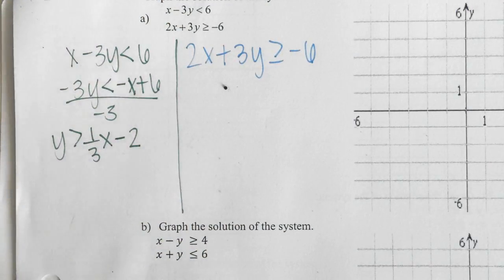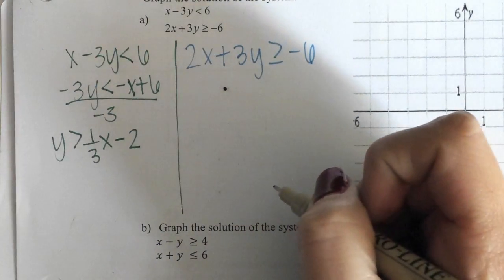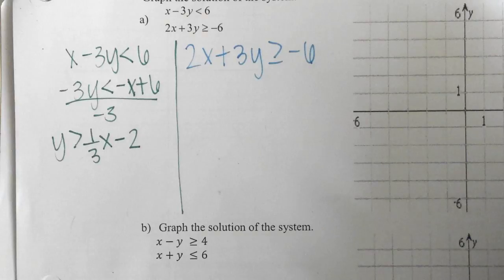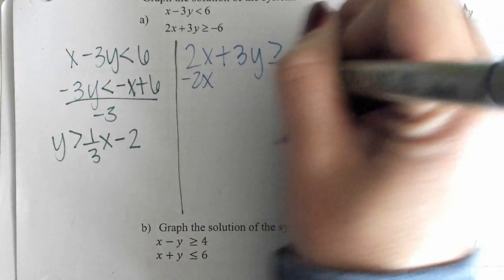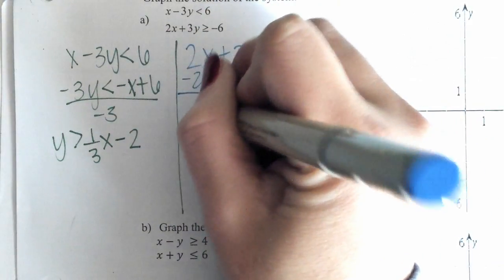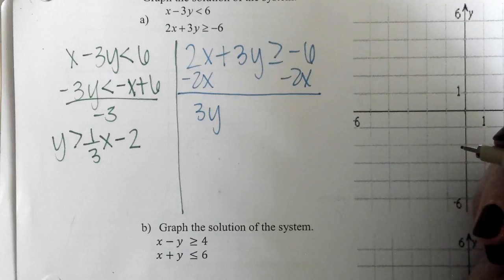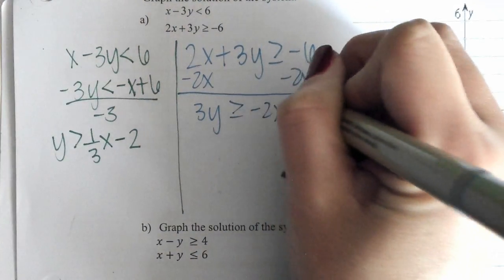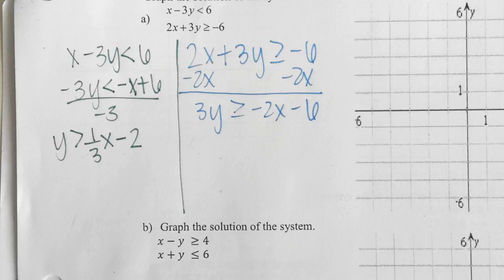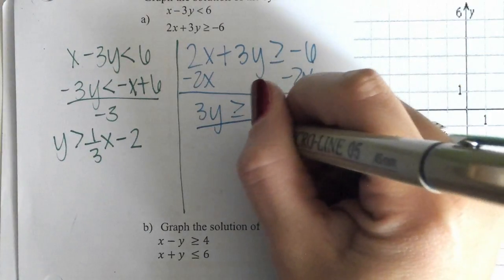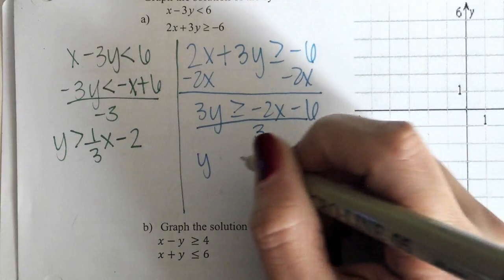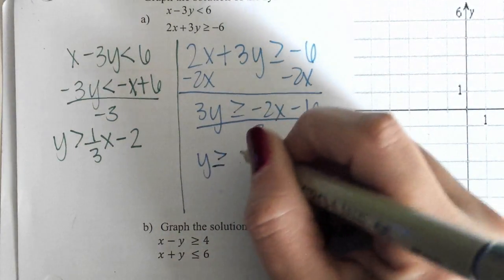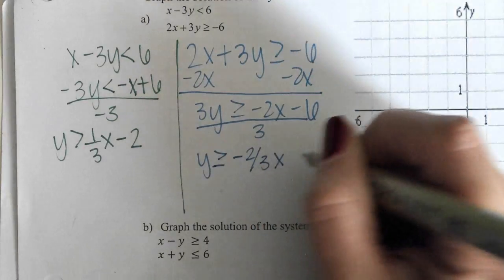Alright, let's put this one in slope intercept form. So, Solomon, what's the first thing I need to do here? Yes, so what do I do first? Subtract 2x. Very good. From both sides. So, that'll look like 3y is what? Very good. And then, Kaya, from here I need to do what? Very good. So, Cade, tell me what my equation will be once I divide by 3. Y is greater than or equal to negative 2/3 x minus 2. Very good.